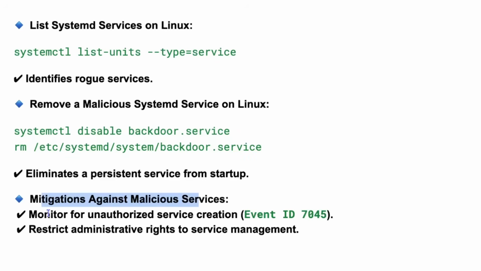The mitigations against malicious services: monitor for unauthorized service creation on Windows, and restrict admin rights to service management altogether on any kind of machine, Linux, Windows, whatever it is. On Linux or Unix, we would be talking about the sudoers list, or people who are potentially root users. On Windows, we're talking about administrative users or administrators. Those are the accounts that can create services. So the creation and management of services should only be reserved for the highest level users.